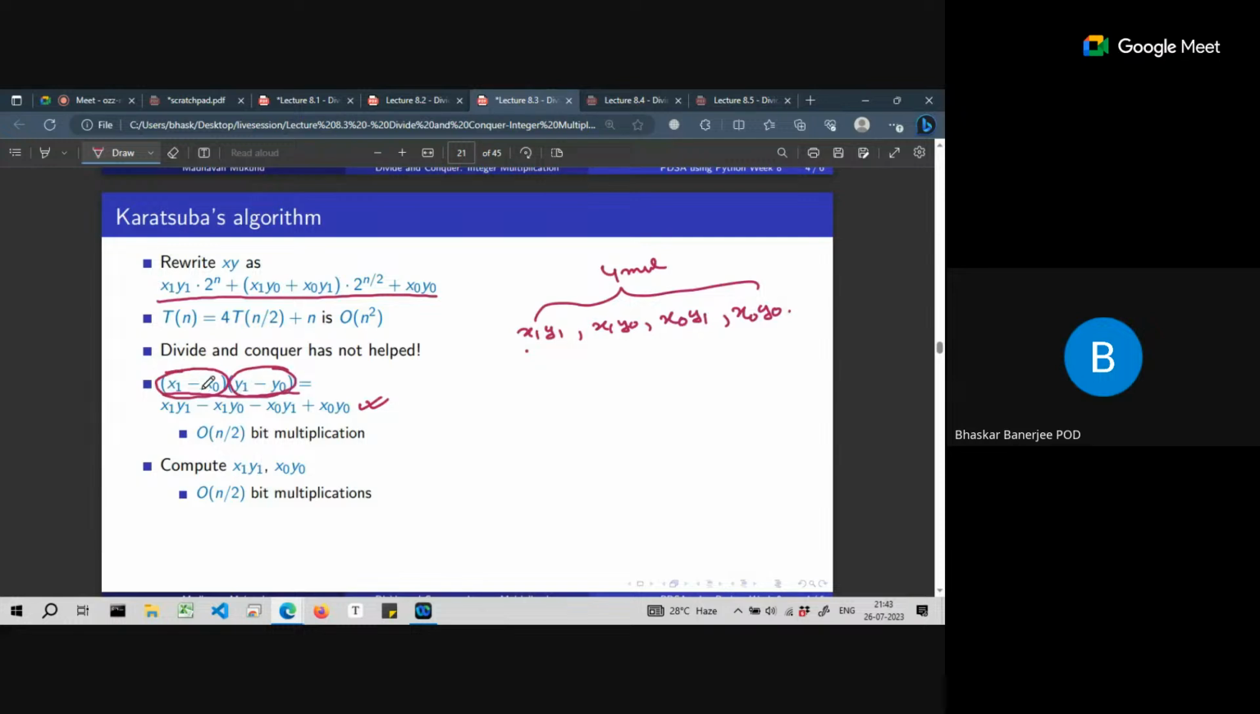This whole thing is a binary number. x1 minus x0 would be one binary number, and y1 minus y0 would be one binary number, and I'm multiplying. So only one multiplication is there, right? Any doubt in this? Can you see any term like x0 into y1 or something? That would mean a multiplication. Here all of them are discrete terms.